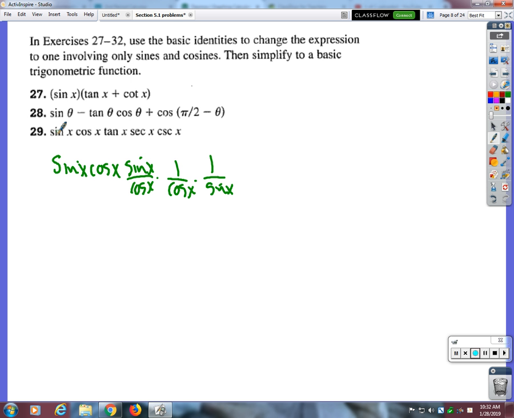Tangent is sine over cosine, secant is 1 over cosine, cosecant is 1 over sine. Sine on top cancels with the sine on the bottom. Cosine on top cancels with the cosine on the bottom. So that leaves you with sine over cosine, which is tangent. Done.